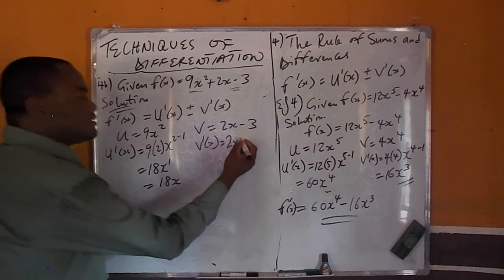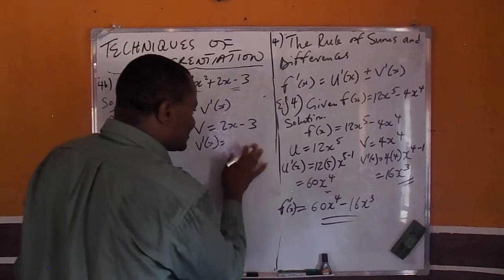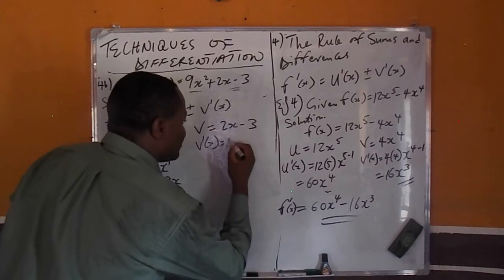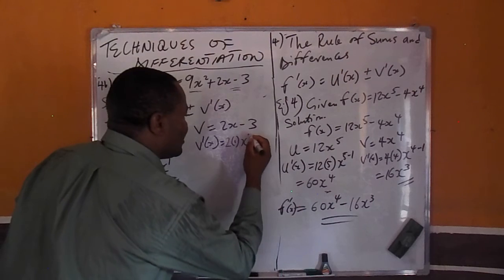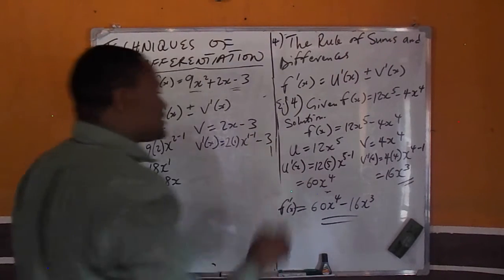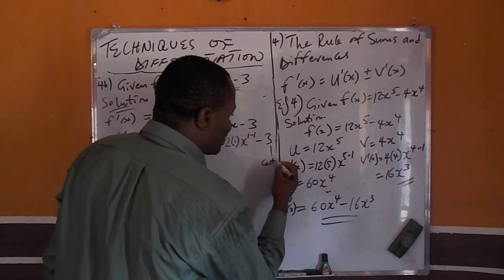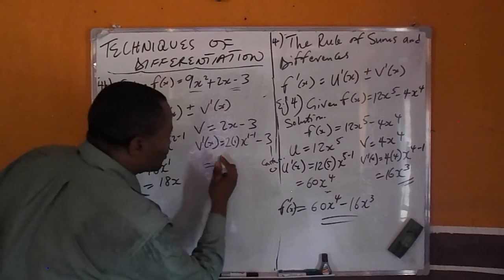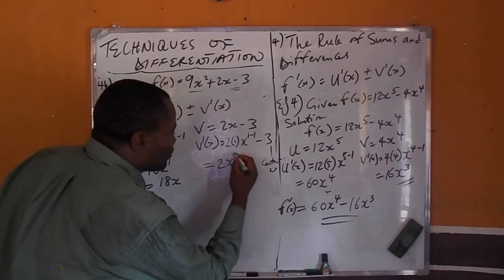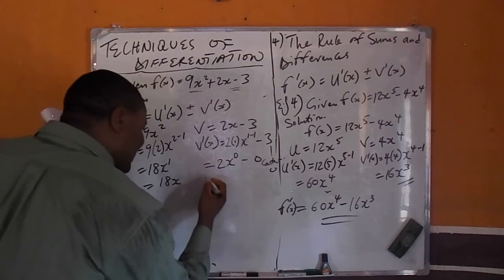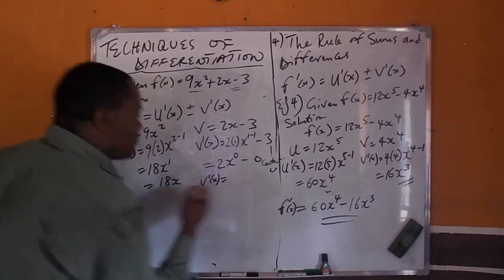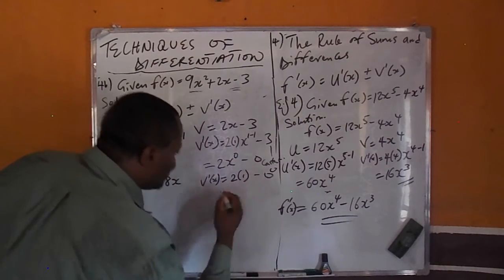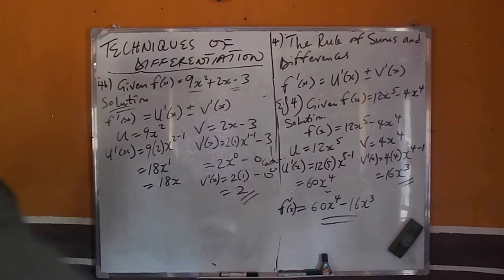Here, v prime s equals, 2s is raised to power 1. That will be 2 times 1 times s raised to power 1 minus 1, minus 3. The 3 is a constant, and a constant gives us 0. So 2 times 1, 2s raised to power 0, minus 0. Now v prime s equals 2s raised to power 0, which equals 2 times 1, 2, minus 0 will still give us 2.